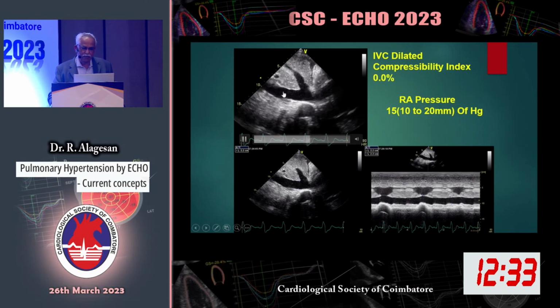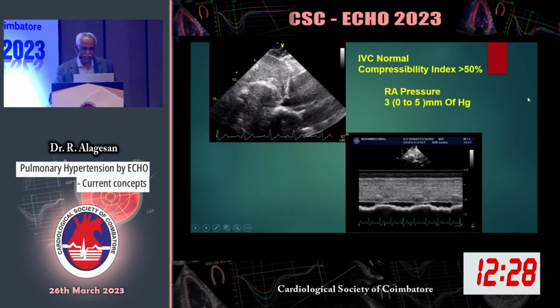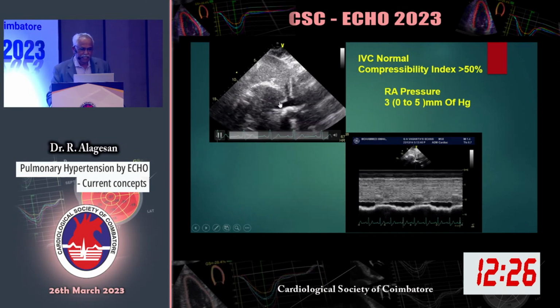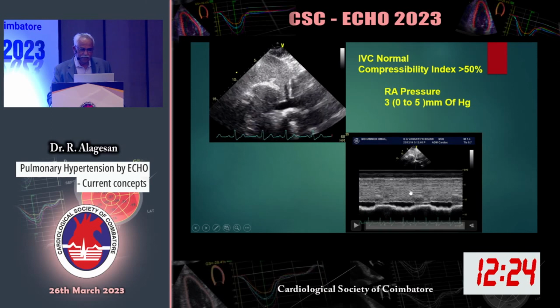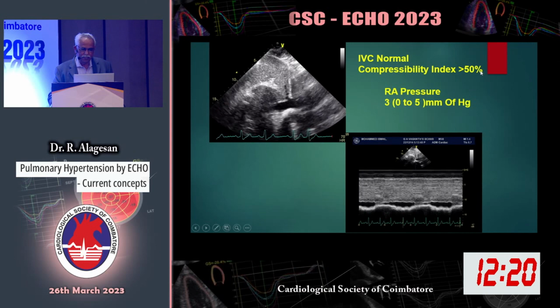IVC dilated, almost no variation during systole and diastole, during expiration and inspiration. Here the IVC size is normal, and the variation is more than 50%. So the compressibility index is more than 50%. The RA pressure is normal.